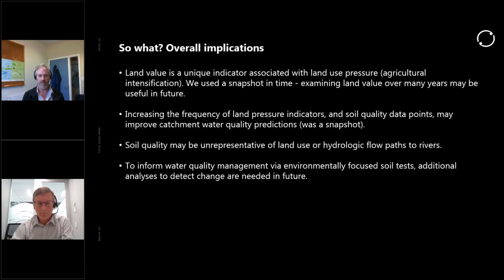Increasing the frequency of land use pressure indicators and soil quality data points may improve some of these predictions and work. And remember, we just use a snapshot, and there may be other data available. Soil quality may be unrepresentative of some of the land uses or the hydrologic flow paths to rivers, so further work could be developed from that. And to inform water quality management via these types of soil tests, some additional analyses would be needed.